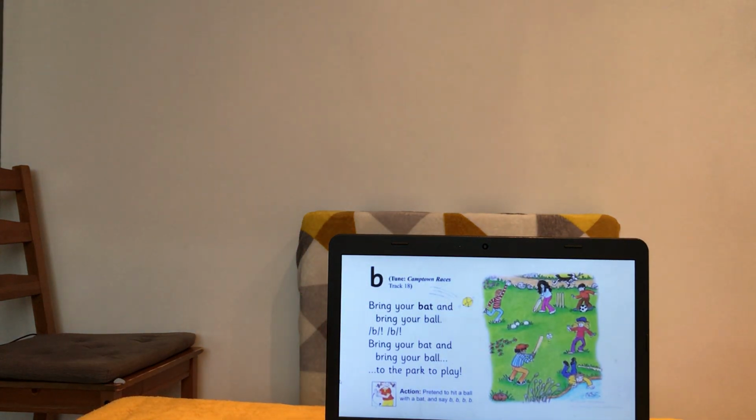Bring your bat and bring your ball, ba, ba. Bring your bat and bring your ball to the park to play.